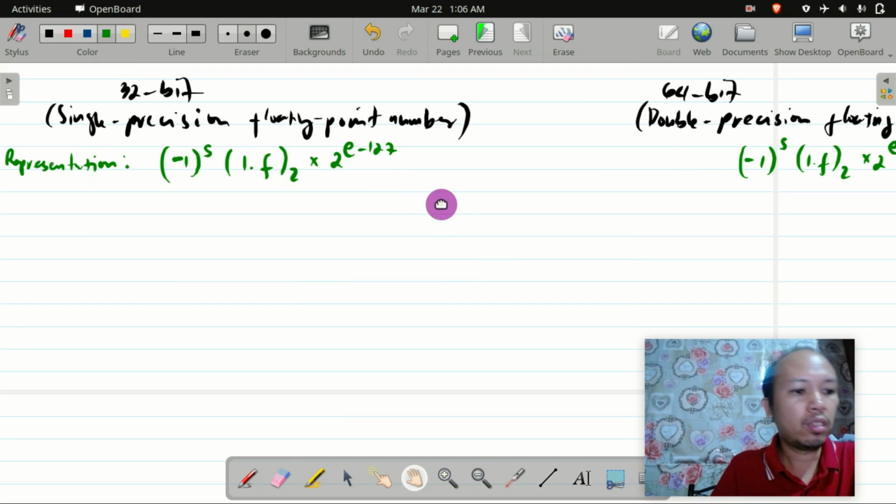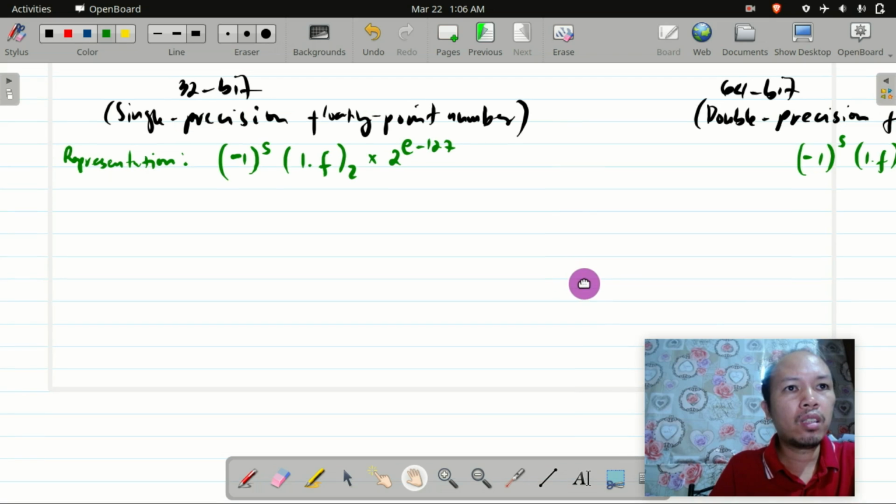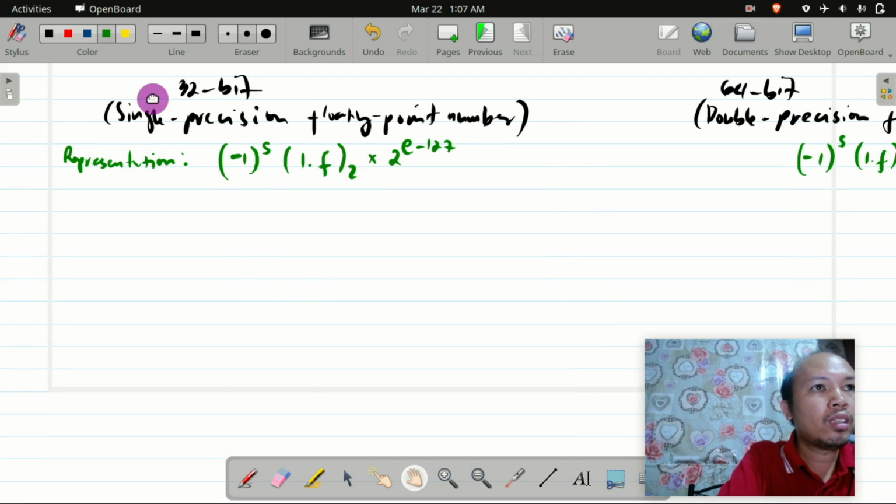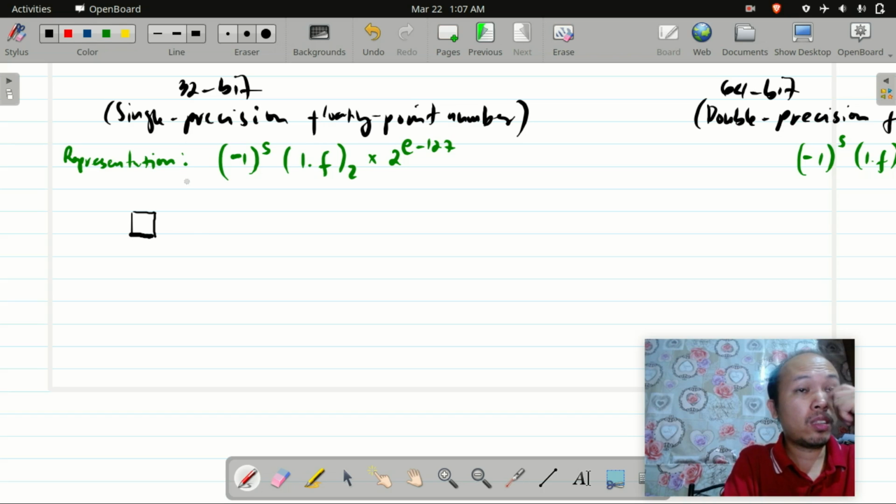Okay, so as I've said, this is the graph or the figure for the 32-bit. For the first box, you will represent the sign bit. Okay, let's extend that one here.